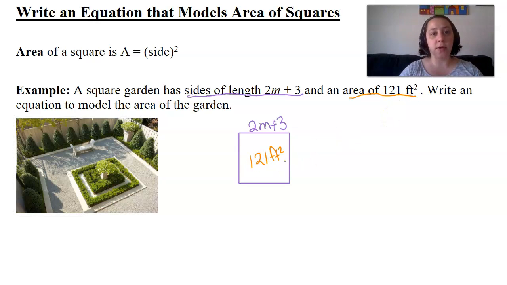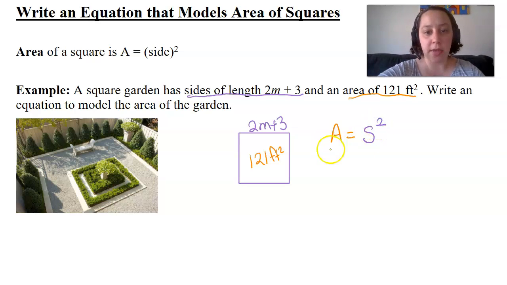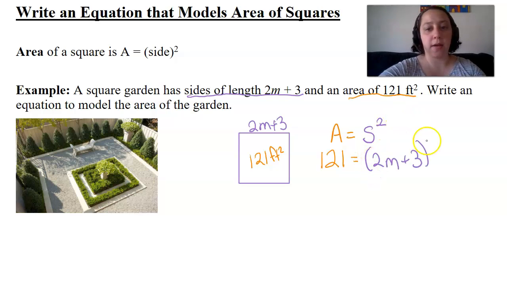So if I'm going to write my equation, I'm going to use this. So I have A equals side squared. So now instead of A, I'm going to put my area, 121. And instead of S, or side, I'm going to put 2m plus 3. And I need to still have the squared. So that is an equation. We could leave it like that.